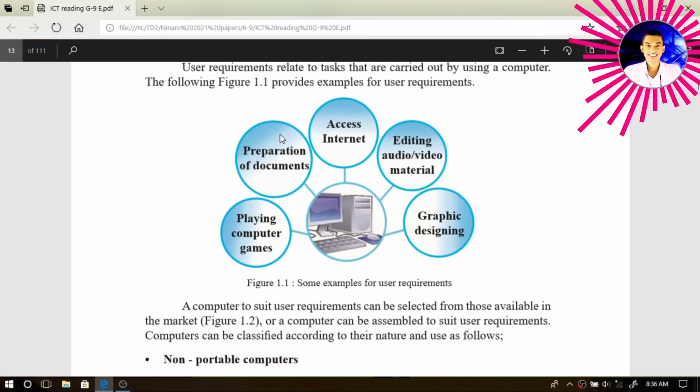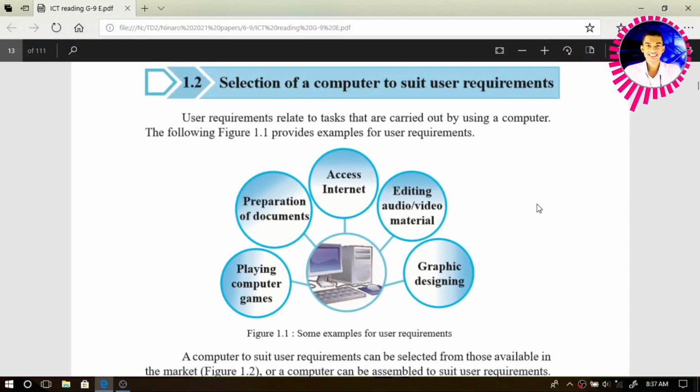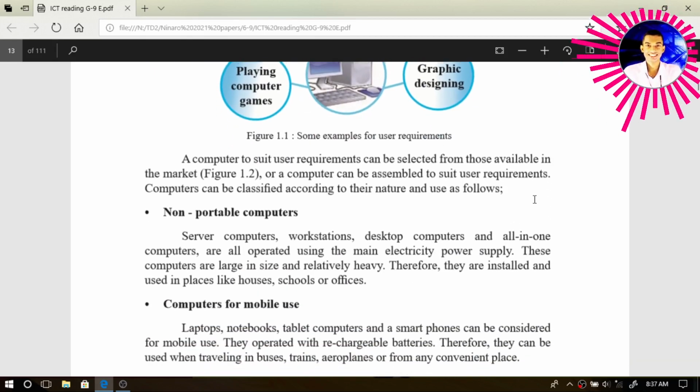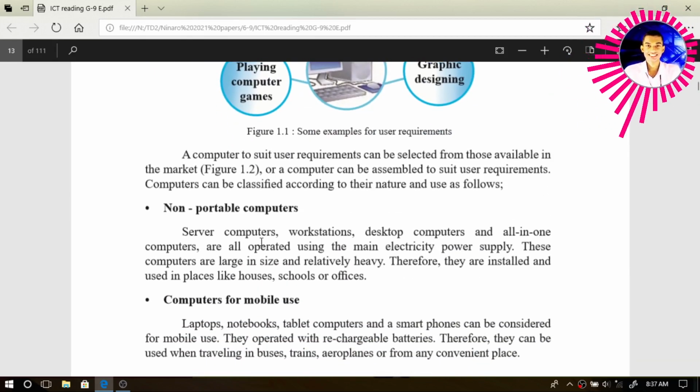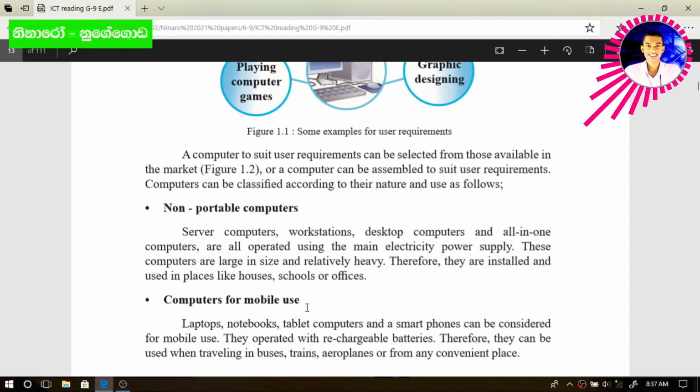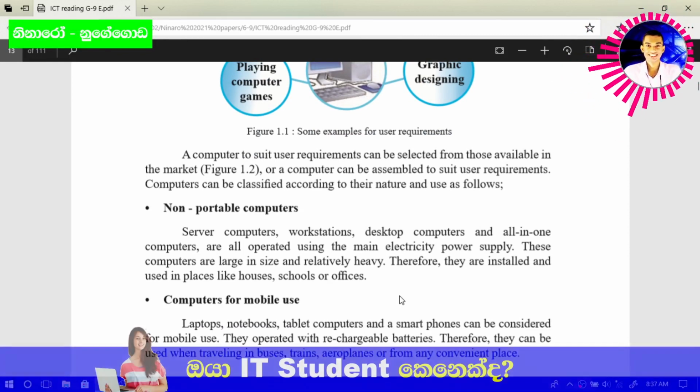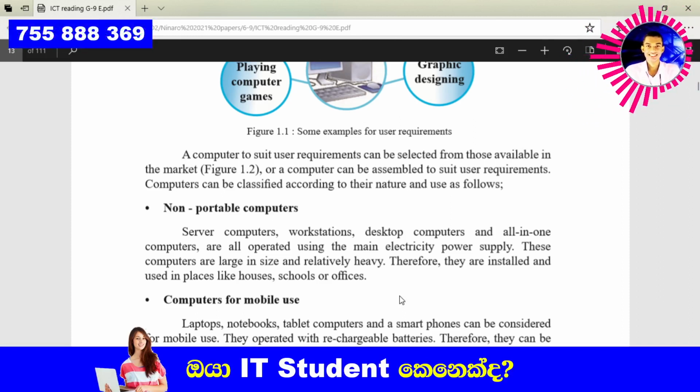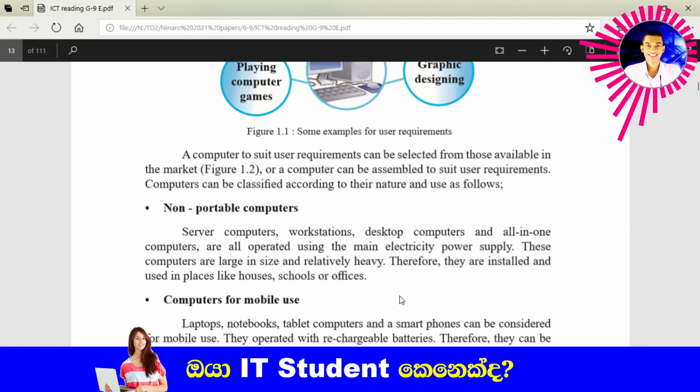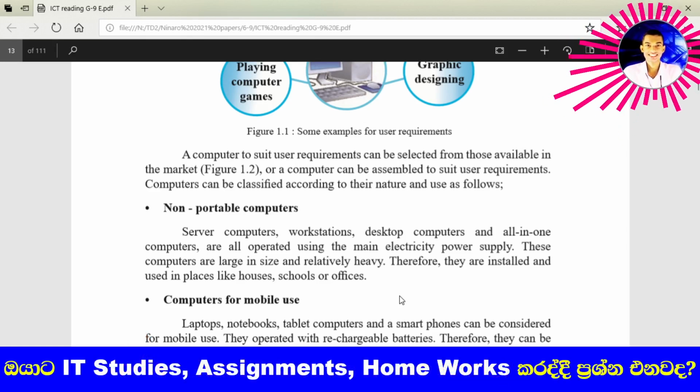So there are various types of requirements according to the relevant user. Basically, in grade 9 we can divide computers into two categories: non-portable computers and computers for mobile use. But in grade 10, you are learning other categories also. According to the generation, we can divide computers into various categories, and according to the technology used as well. But in grade 9, you are learning two categories: non-portable computers and computers for mobile use.